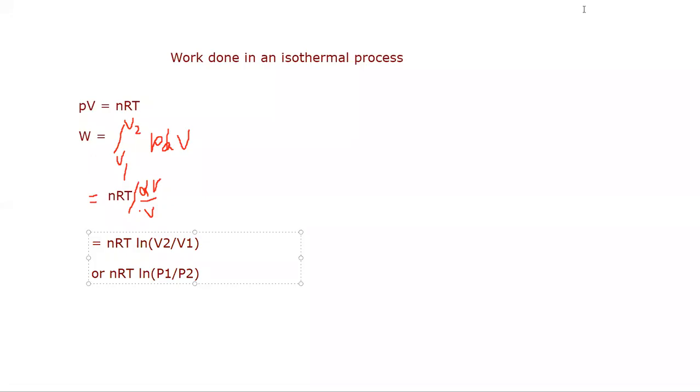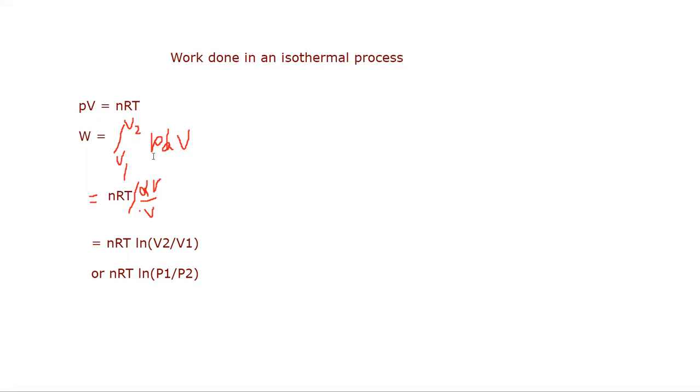So work done in an isothermal process. In order to find that, we will start with the equation of state for n moles of an ideal gas. PV equals nRT. Now work done is equal to the integral of P dV, where the change in volume is from V1 to V2. If the pressure is variable also, it doesn't matter. So initially the volume was V1, now the final volume is V2.